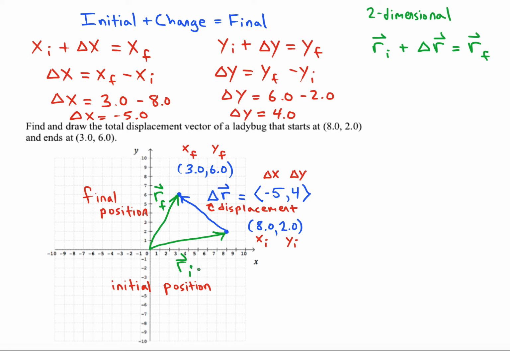What is Ri in component form? Ri is a vector which has an x component of 8, and it has a y component of 2. Rf is a vector which has an x component of 3 and a y component of 6. So this is just another way to express that vector mathematically.